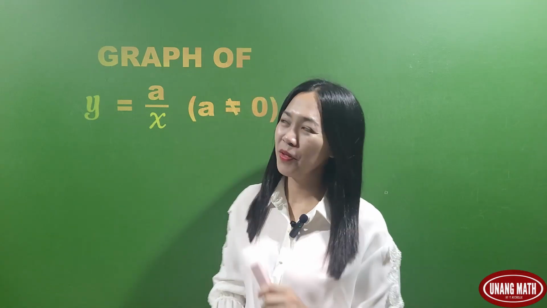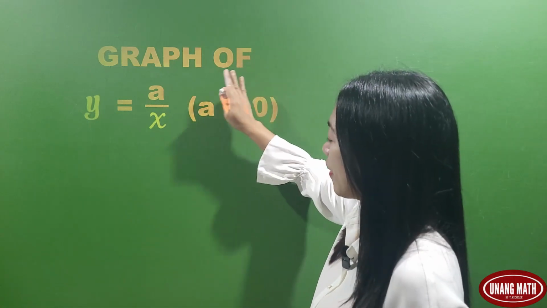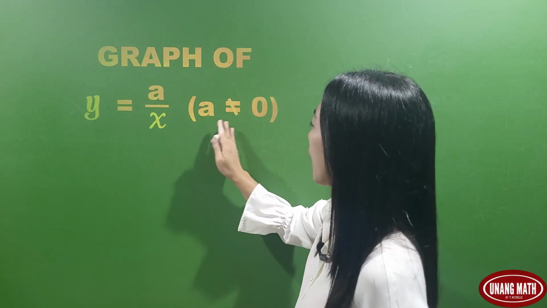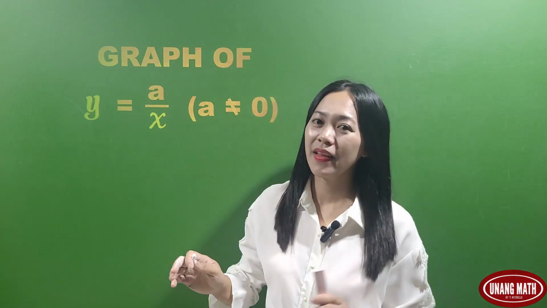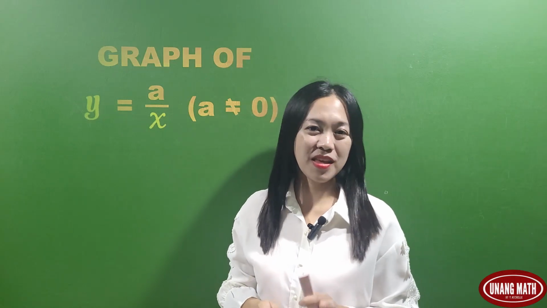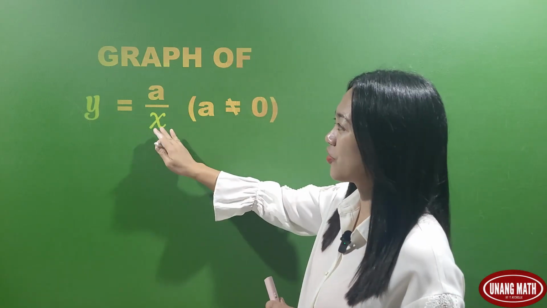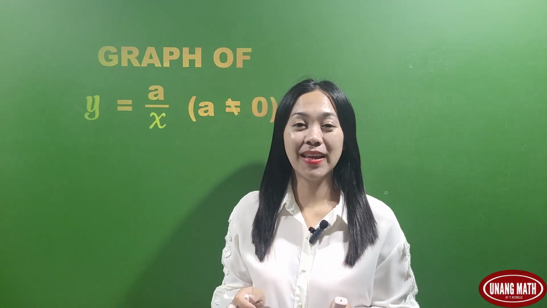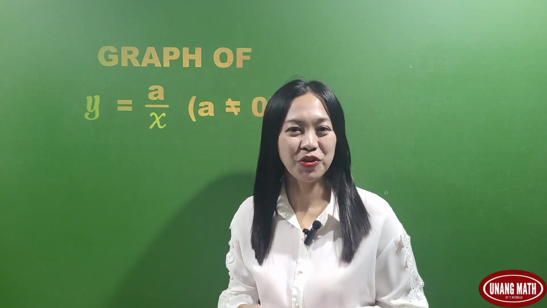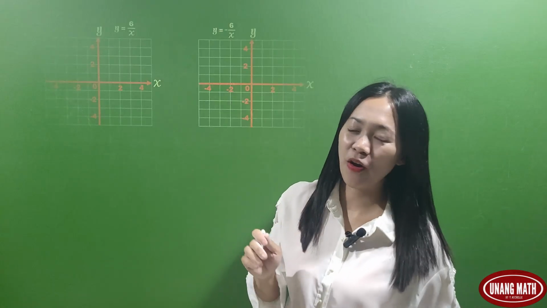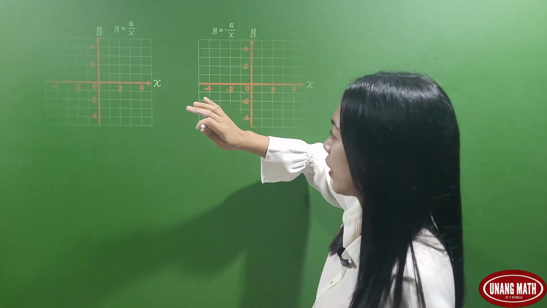For this episode, we will be drawing the graph of this equation y is equal to a over x where a is not equal to 0. In the previous episode, I already introduced this equation. This equation is an inverse proportion equation where one quantity increases, another quantity decreases proportionally. Now, we will be drawing the graph of an inverse proportion equation.